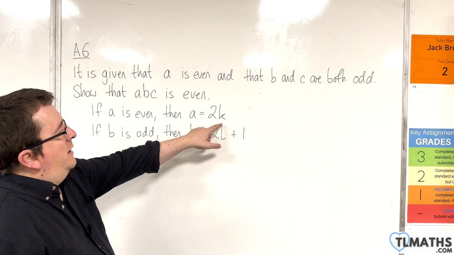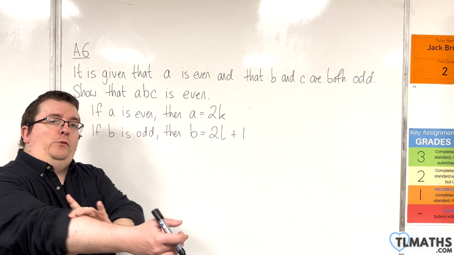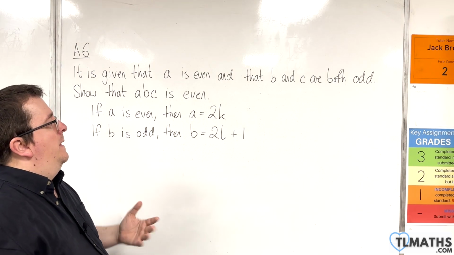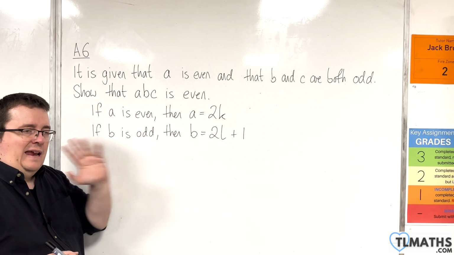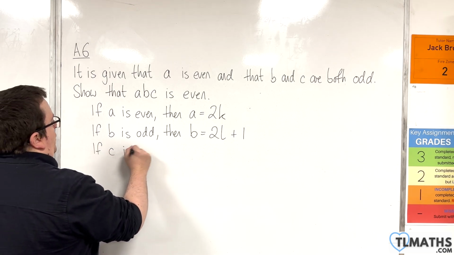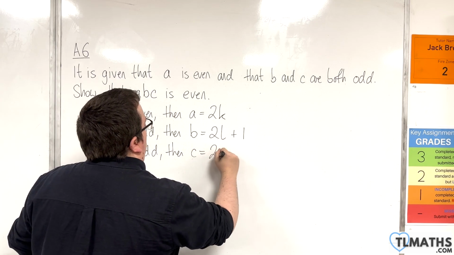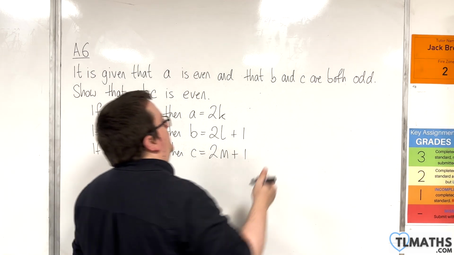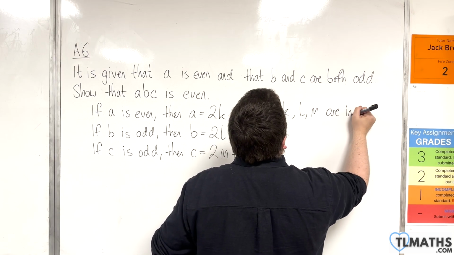Now we must make sure that we use different letters here, because we want to make sure that B isn't just 1 more than A. So we're not looking at consecutive numbers here. So this allows you to have that A is any even number and B is any odd number. And if C is odd, then C is 2m plus 1, where k, l and m are integers. So I'm going to write that down. k, l, m are integers.